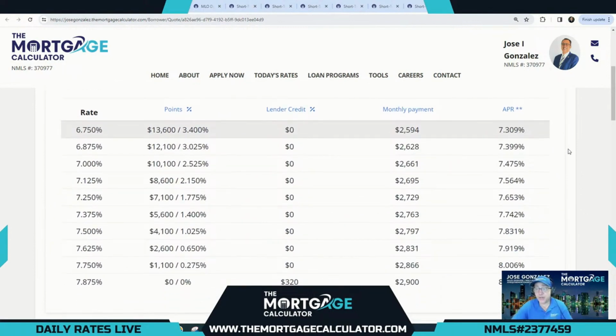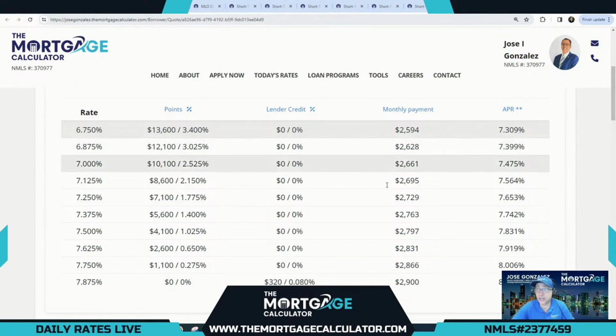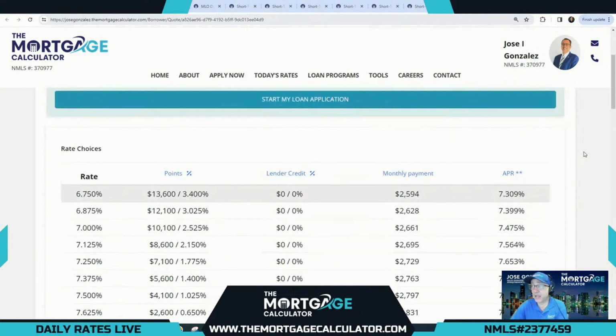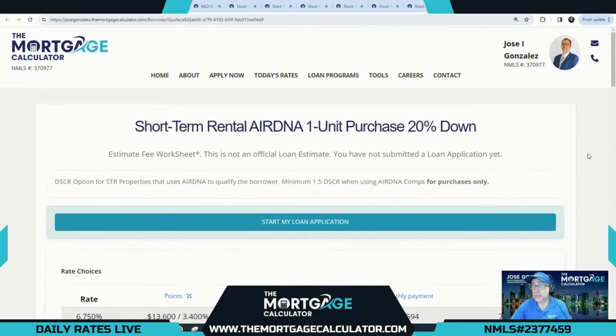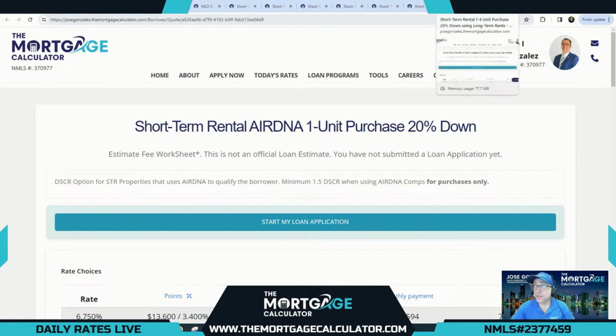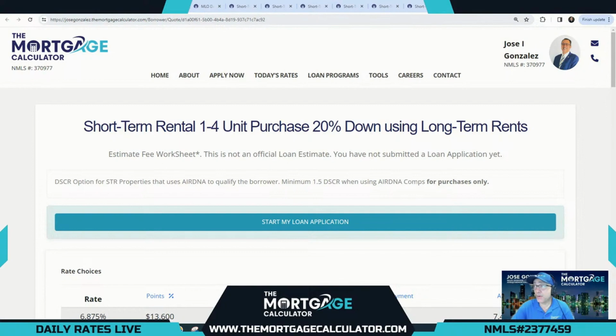Great rates here. We do see 7.875 is our lowest cost option. Actually has a little bit of a lender credit. And you can buy that down all the way down to the amazing 6.75% for this 20% down option using AirDNA comps. And remember, AirDNA is a database that has short-term rental comps.